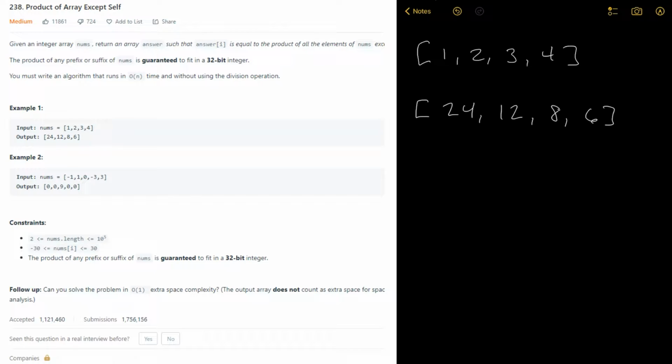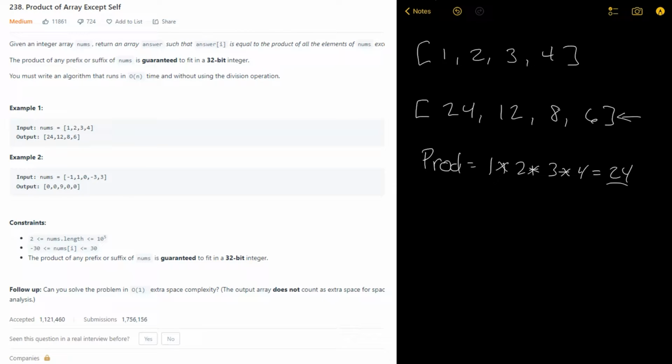Now, ordinarily, if we wanted to solve this using the division operation, how would we go about doing that? Well, one thing we could do is have a product that will simply go through the original array and multiply all the values together. So 1 times 2 times 3 times 4, which in this case is going to give us a total value of 24.